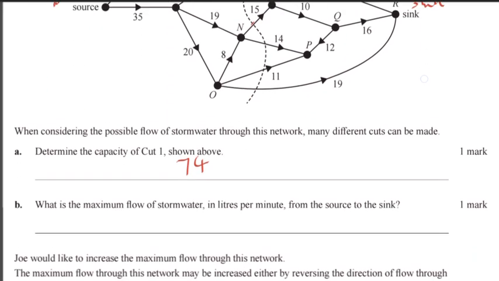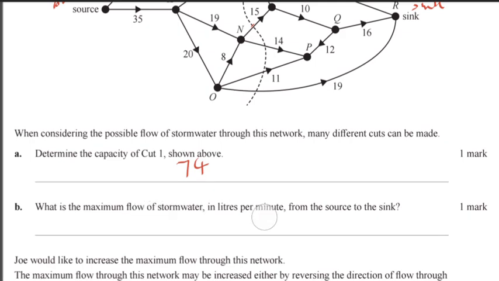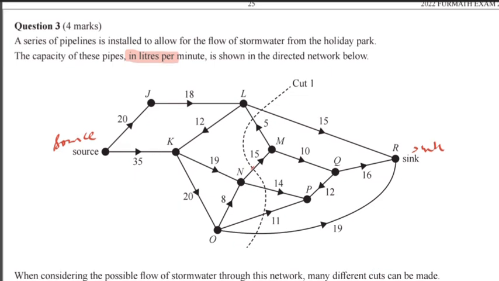The next question says, what's the maximum flow of storm water in liters per minute from the source to the sink? There are many strategies to get this particular answer. One method is to take all the paths and take the lowest value along those paths and add them up. Okay, the cut method. There is another method that we could use.